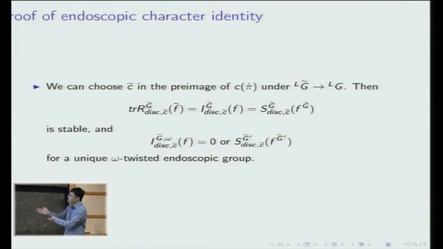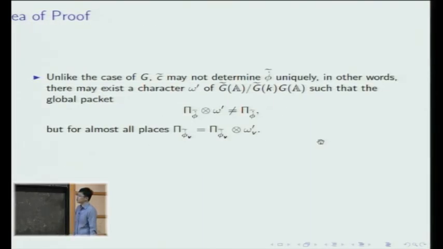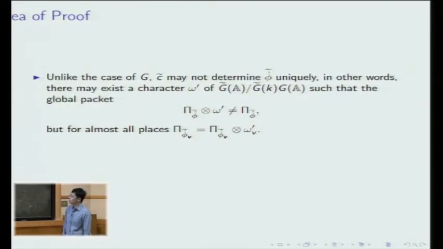That is, if there's only a single global packet in this distribution, but unfortunately we don't know that. This is like the difference between the similitude group and the symplectic group. These symplectic parameters may not determine the global parameters uniquely, so there could be several global packets which share the same symplectic parameters. In other words, you can find a character which, after twisting the global packet, gives a different global packet, but for almost all places they are the same.